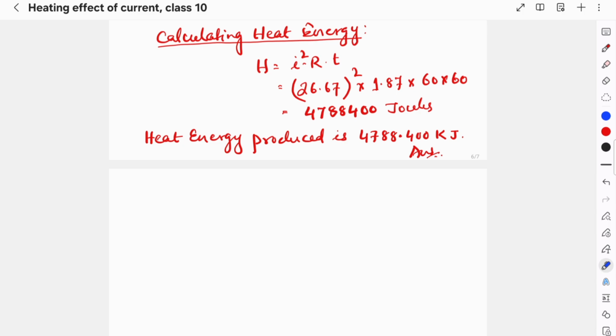So finally the total heat produced is 4788.4 kilojoules. So the more time the current flows, the more heat is produced. It is because of this that if we use appliances like heater, geyser for a long duration, we get a high electricity bill. So the electricity bill is quite high if we are using all these appliances for a longer duration.